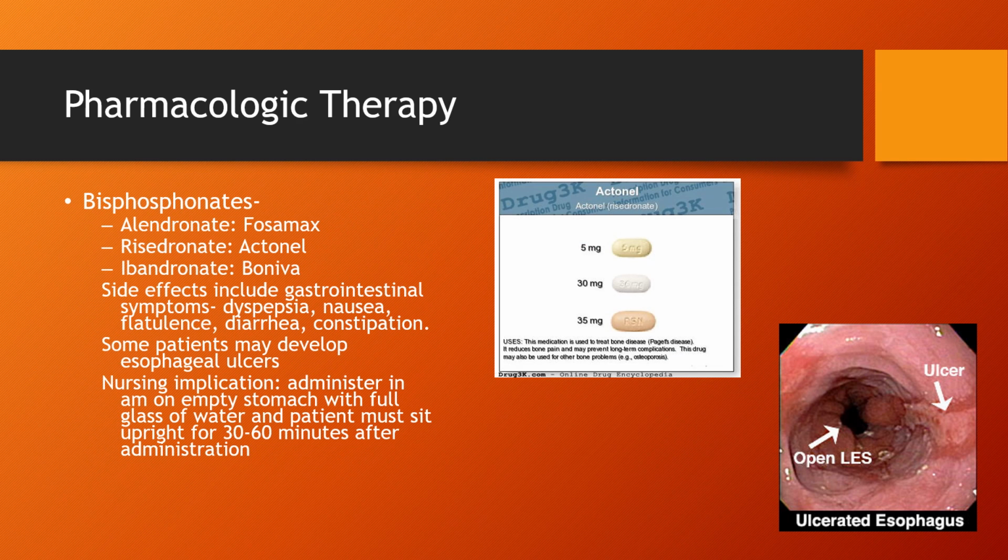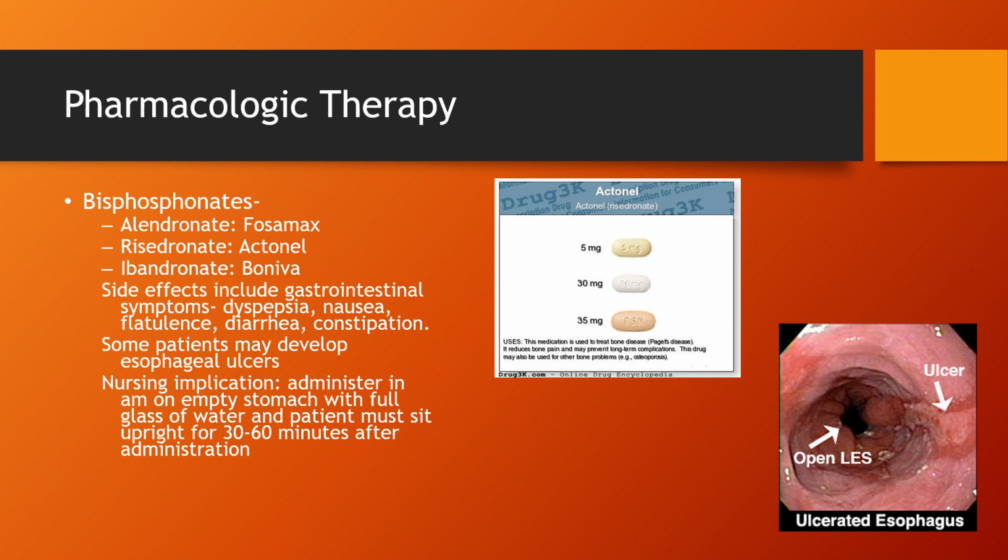So here's a little bit about the pharmacologic therapy. And the bisphosphonates, these inhibit osteoclast activity. And patients have to be sure to have sufficient amounts of calcium, and vitamin D is needed as well in order for this to work. And all of these drugs end in "dronate." So there's alendronate, that's Fosamax. Risedronate is Actonel, and ibandronate is Boniva.